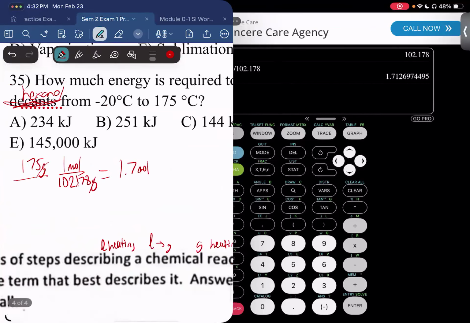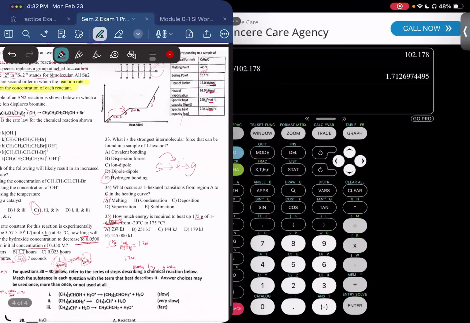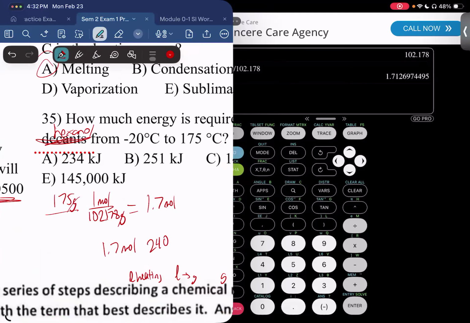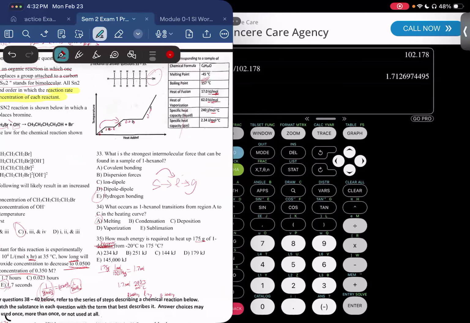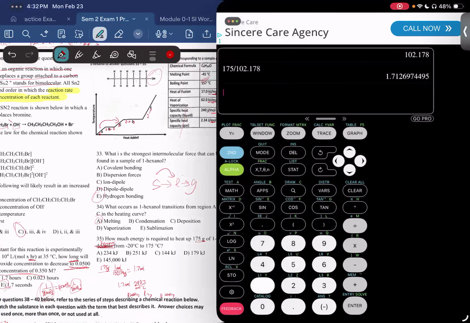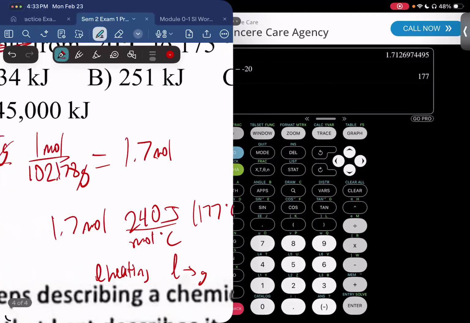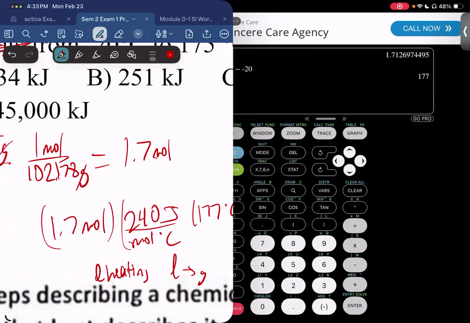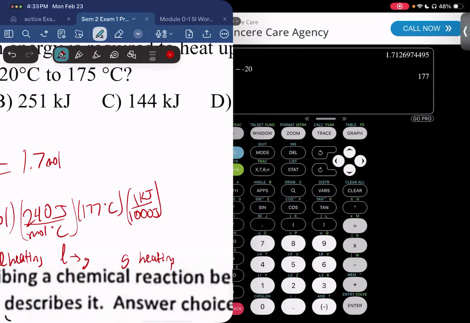So we're going to start off with 1.7 mole, and we have kilojoules, so 240 joules over mole times Celsius. The temperature changes from -20 to 157. 157 minus -20 is 177, so 177 degrees Celsius, which is the delta T. We can multiply all this, and then for every 1,000 joules, there's 1 kilojoule. That's the first step.